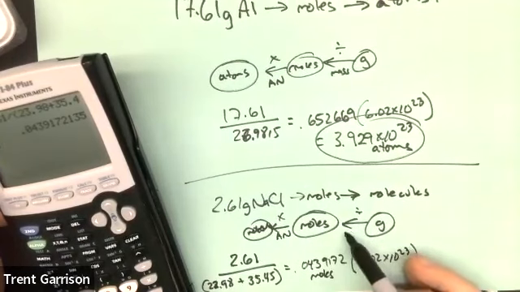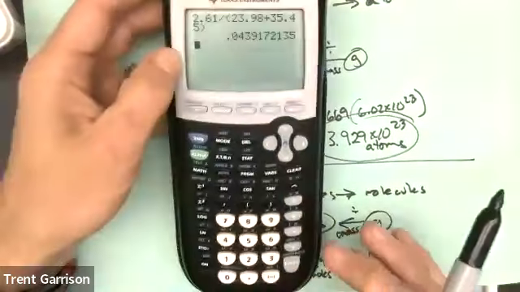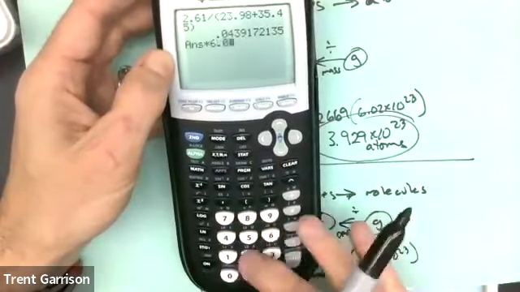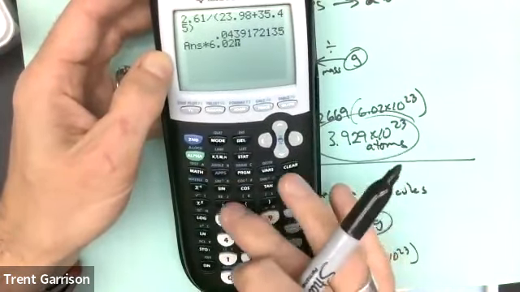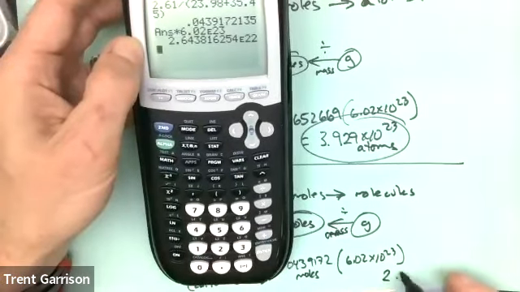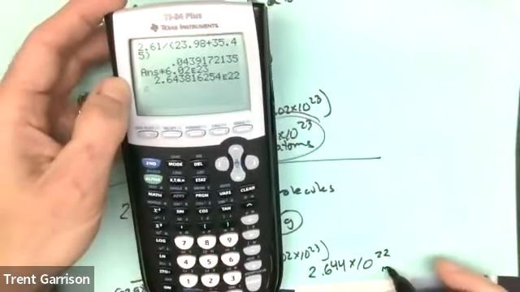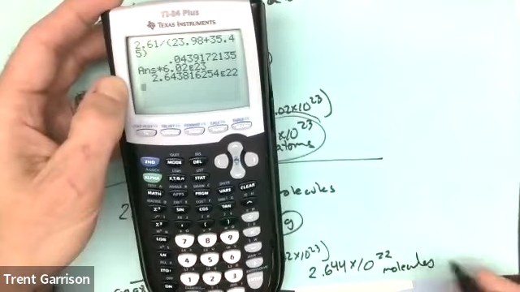I divided by the mass here. And so I take that number times 6.02 to the 23rd, and I get my final answer, 2.644 times 10 to the 22nd. What are my units? Molecules.